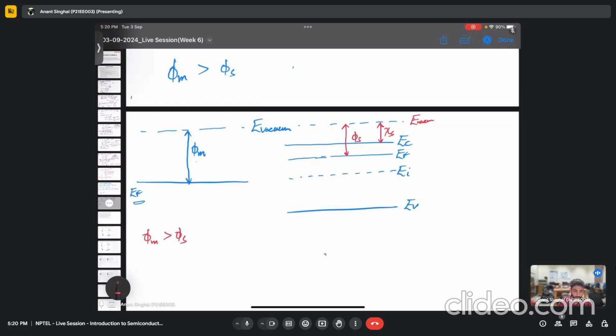So is it understandable till now? Any doubts in this? How I have written phi m greater than phi s?